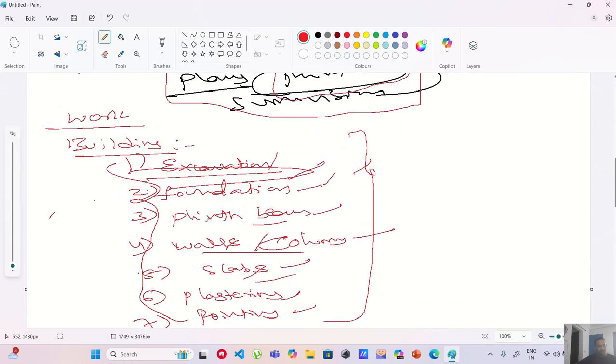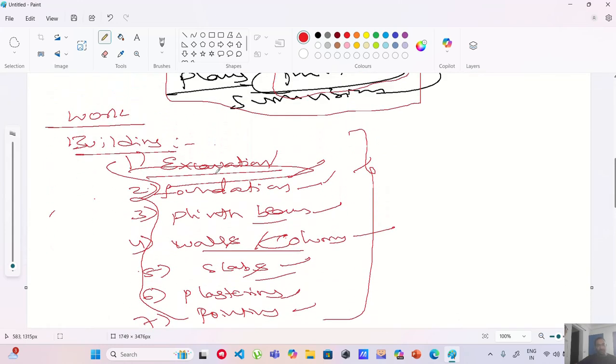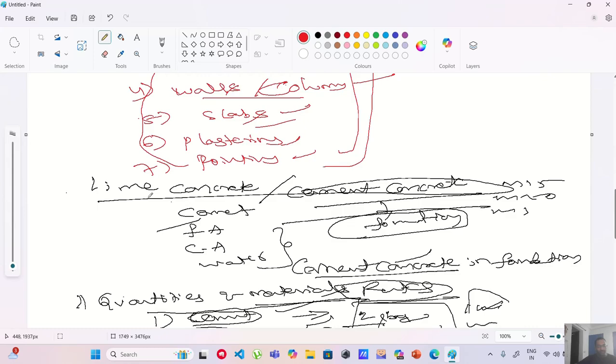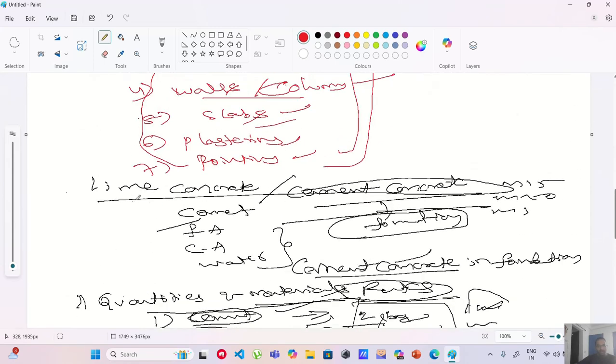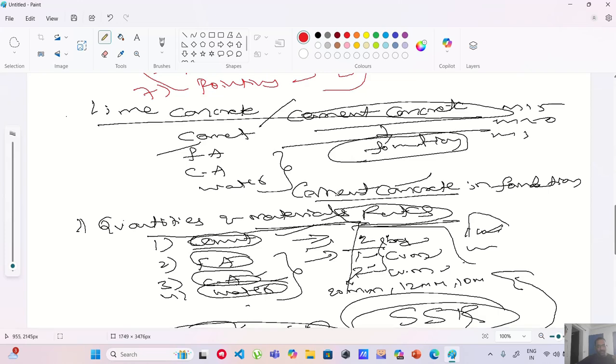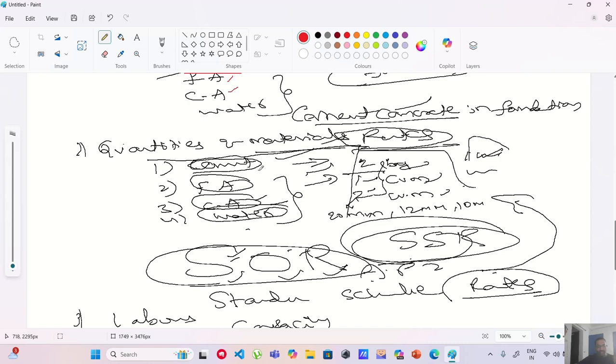Next one, very important. From the start, I'm summarizing what the works are. In a building, these are the different items of work, and for different items of work we have to calculate the rates. For example, two concretes are there: lime concrete or cement concrete. First, I am going to calculate this cement concrete. For cement concrete, these are the materials required: cement, fine aggregate, coarse aggregate.